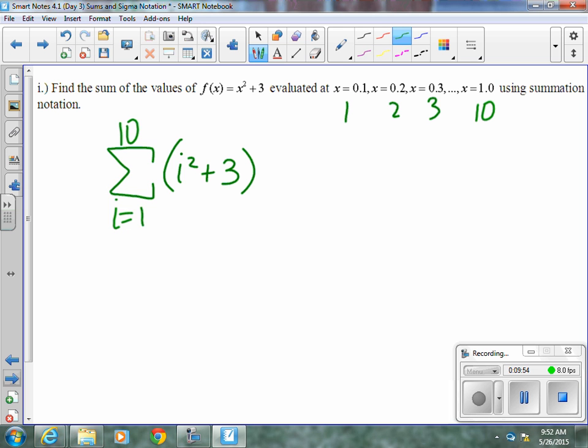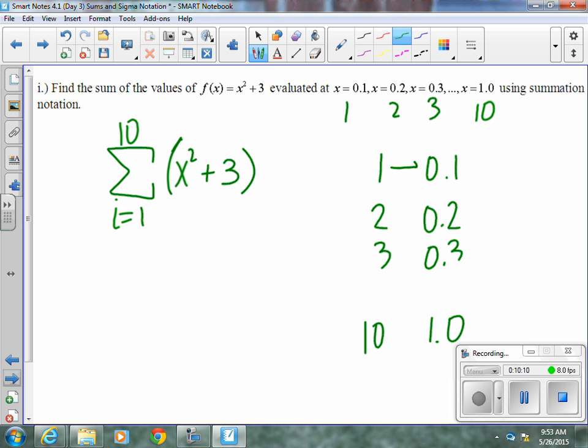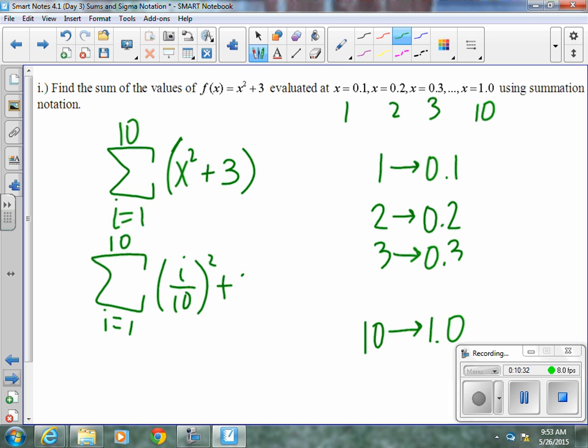Now let's talk for a second. Technically, this is still an x. We're going to change it in a second. Same thing to a 3 and get a 0.3, same thing to a 10 and get a 1. Well, 0.1 times i, or i over 10. So this is actually i over 10 squared plus 3.